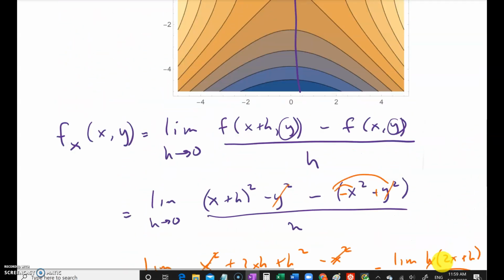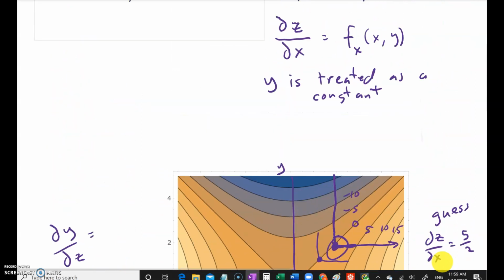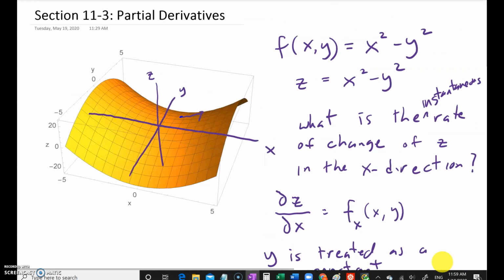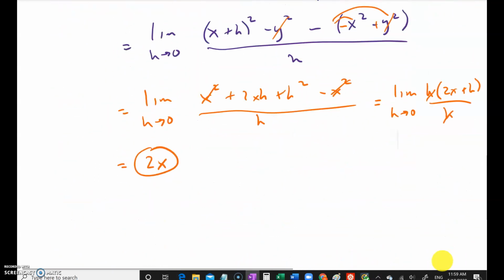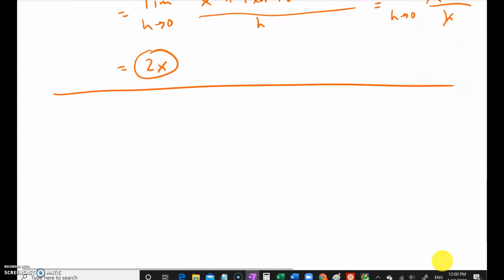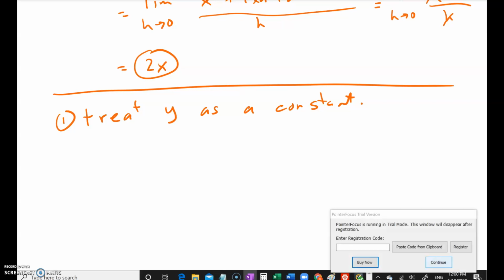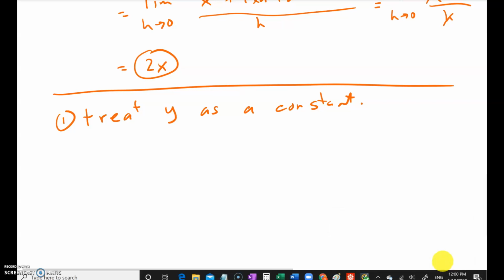Okay, so now for the shortcut. So back to the original function, right there, x squared minus y squared. Here's what you do: step 1, treat y as a constant. And we know a derivative of a constant equals 0. Derivative of a constant times x or some other function is that constant times the other part, etc., etc.